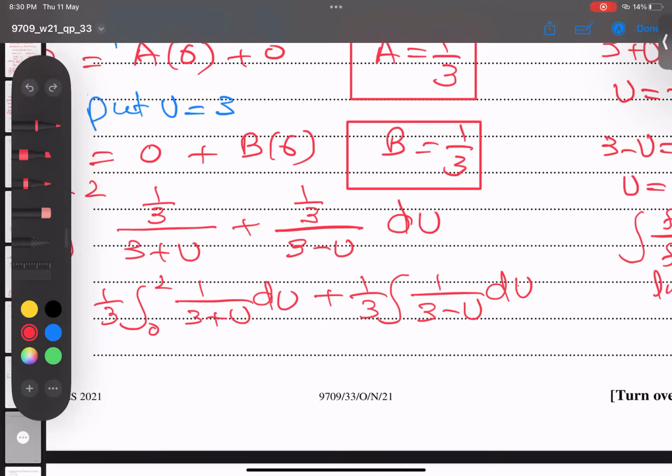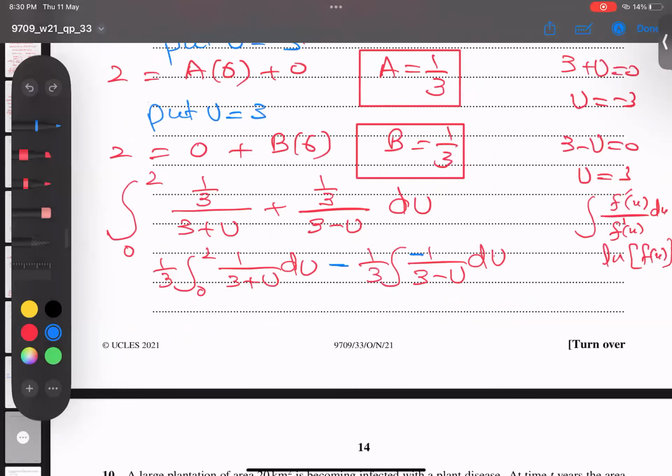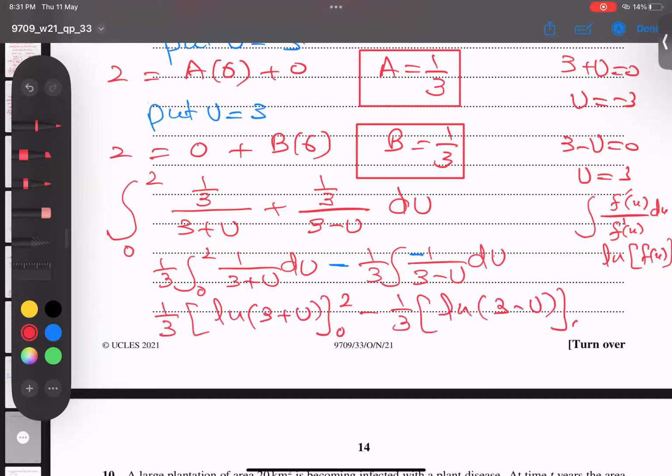What will I do, students? I will make a change here. This minus 1 and there. So I'm erasing this sign, and I'm making minus and minus here, because this minus comes out and becomes plus again. So it means no effect is coming. I show the blue color writings so you can understand. 1 over 3 in the bracket log of 3 plus u, 0 to 2 limit. 1 over 3 log of 3 minus u, 0 to 2 limit.